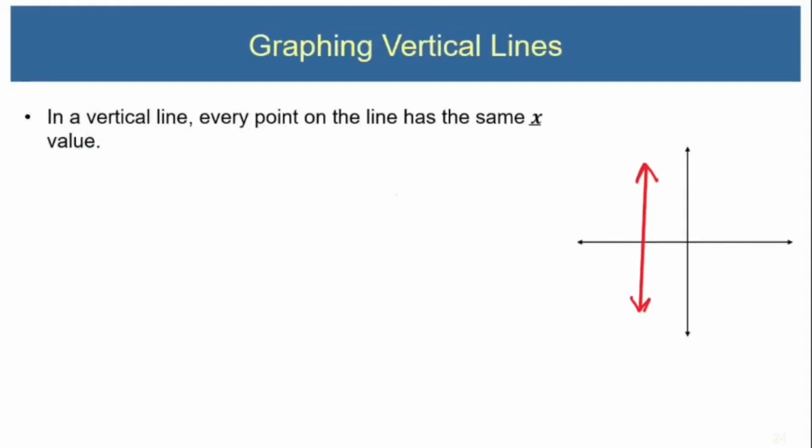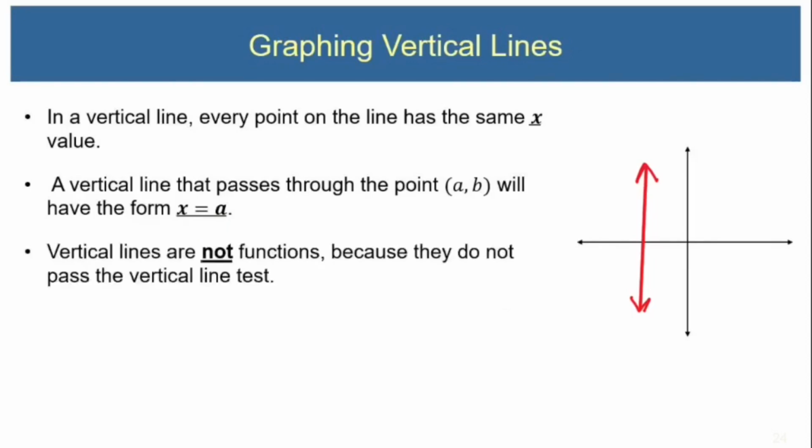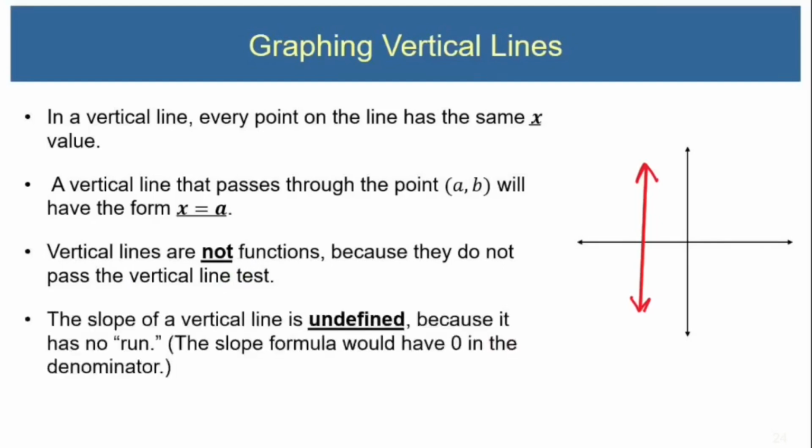Okay, now for a vertical line, every point on the line has the same x value. If you have a completely vertical line that's going straight up and down, every point on that line will have the same x value. A vertical line that passes through the point A, comma B will have the form x equals A because all of the x coordinates are the same. Now, vertical lines are not functions because they do not pass the vertical line test, and as we've seen before, the slope of a vertical line is undefined because a vertical line has no run. In other words, the slope formula would give you 0 in the denominator. We've seen all that before.